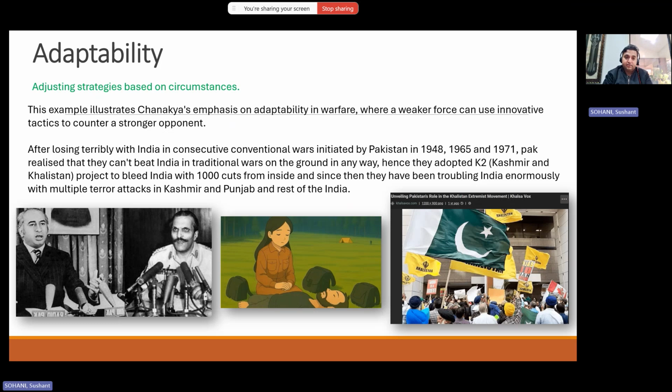K2 means Kashmir and Khalistan, a project to bleed India with a thousand cuts from inside, and since then they have been troubling India enormously with multiple terror attacks in Kashmir, the northern part of India, and Punjab, where they have been running the Khalistan movement, and the rest of India, like Mumbai and Bangalore, wherever they have done multiple terror attacks, like the 2008 Mumbai attacks. I have shown three pictures here. This is General Zia-ul-Haq, and this person is Zulfikar Ali Bhutto, who was the Prime Minister of Pakistan at that time after 1971. He had said that we will eat grass, but we will cut India with a thousand cuts. We will bleed India with a thousand cuts. And his wish got manifested.